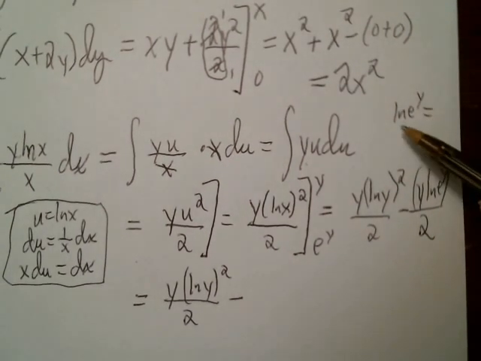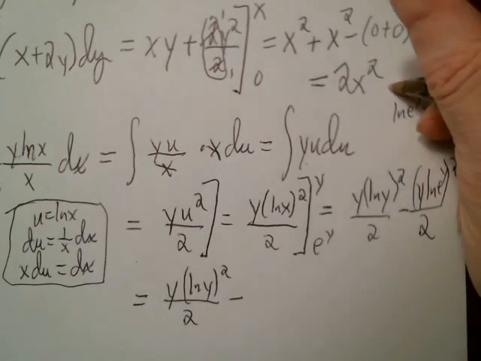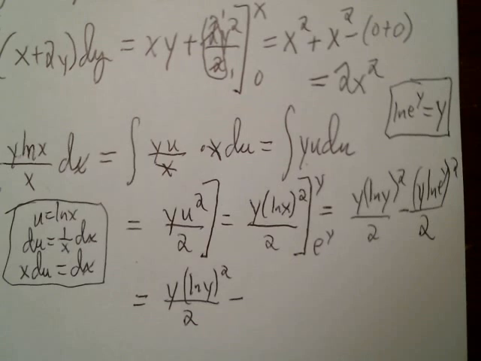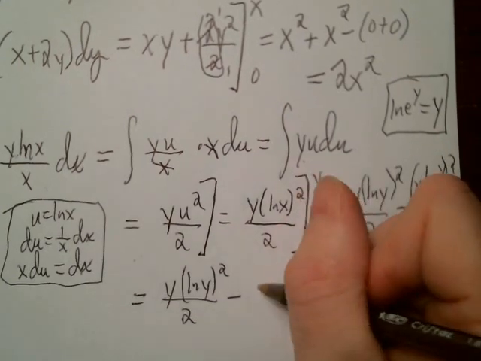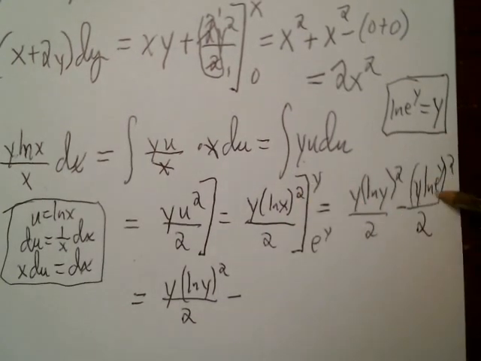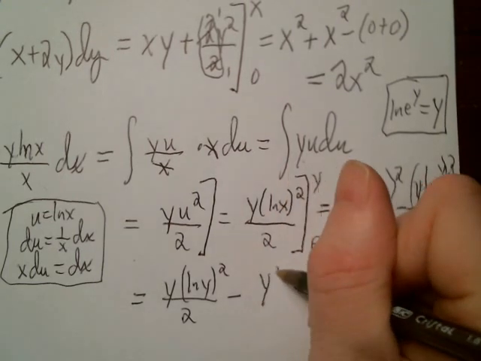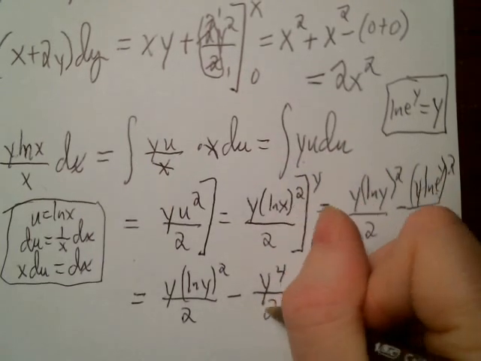Well, you're asking e to what power equals e to the y, and that's just y. So ln of e to the y simplifies to y, and you'll get minus y times y, which is y squared, and then it's squared itself. So y squared squared will be y to the 4th, and then that's all over 2. Okay?